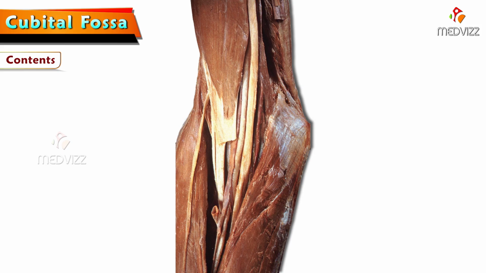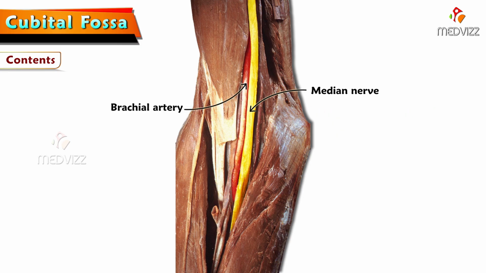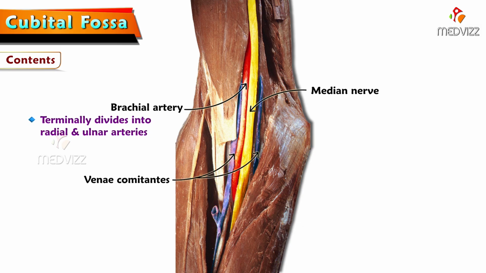Consider the contents from medial to lateral. The median nerve, which passes between the two heads of pronator teres, and the brachial artery, along with its venae comitantes. The brachial artery divides into radial and ulnar arteries. The ulnar goes deeper, whereas the radial artery is superficial and is observed at the lower part of the cubital fossa. Then the tendon of biceps brachii and the cut part of the bicipital aponeurosis. And the superficial branch of the radial nerve is also seen.